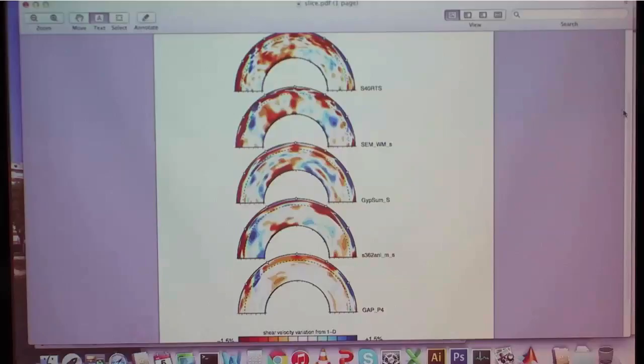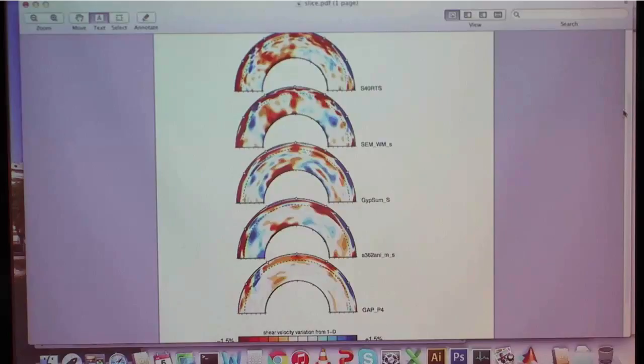Anyway, these are fairly typical differences between global scale models. The differences are for many, many different reasons. Mostly data coverage, but also damping, regularization, all the things that Ved talked about, all the types of choices that you make to produce a model. It's all going to matter for how the images will look.